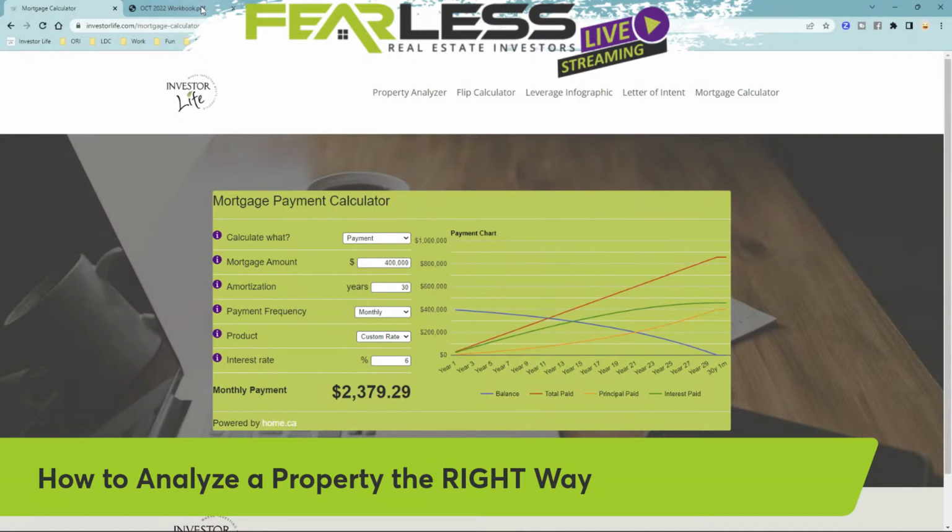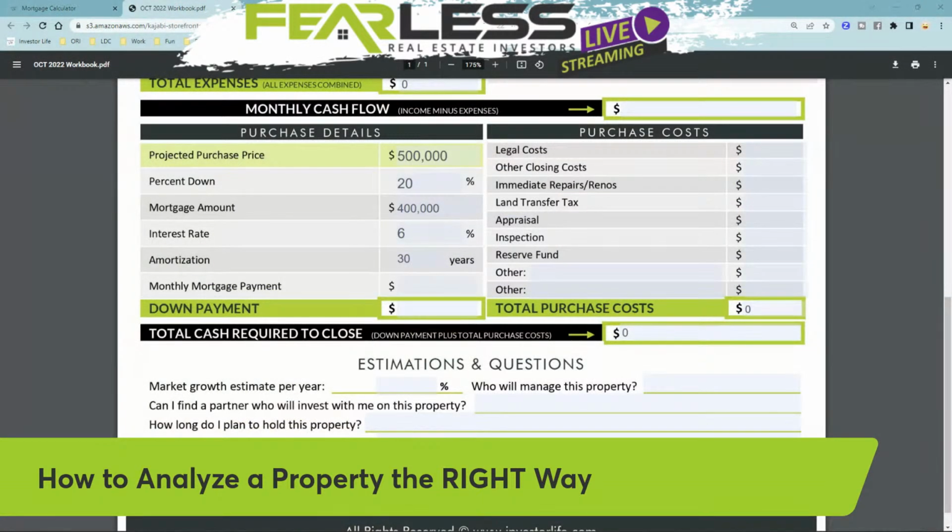So let's now go back to our monthly mortgage payment. We're going to put $23.80 is what our amount is. $23.80 was our mortgage payment. Okay, and our down payment, obviously, on this is $100,000, guys. 20% down, $500,000 purchase price. We're putting down $100,000. So that's step number one. We filled out our purchase details.